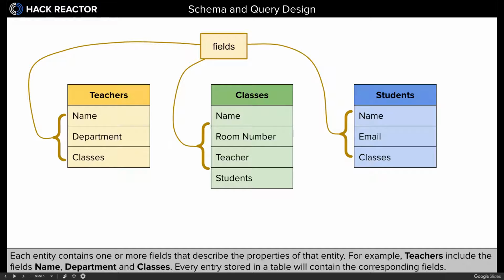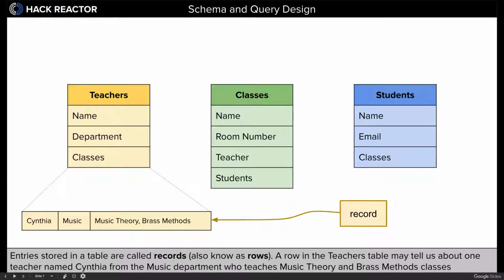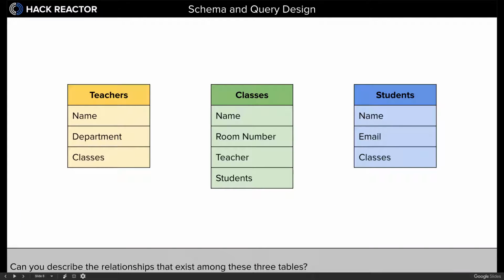Each entity contains one or more fields that describe the properties of the entity. For example, teachers include the fields name, department, and classes. That would be more like it includes the column names: name, department, and classes. And the entry stored in a table will contain the corresponding fields. So entries stored in a table are called records, also known as rows. A row in the teacher table may tell us about one teacher named Cynthia from the music department who teaches music theory and brass method classes.